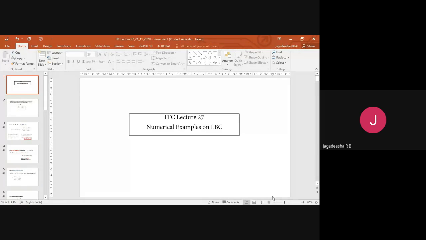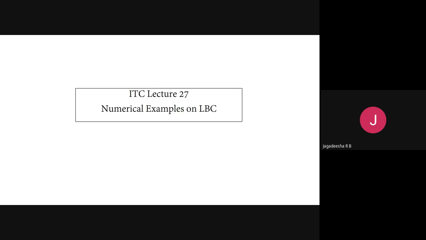So let us begin today's discussion. Today's lecture is lecture number 27. In this lecture, we will be discussing some numerical examples on LBC, that is linear block codes. We have seen in the previous lecture what is LBC. Basically, a linear block code is a combination of linear codes as well as block codes. It exhibits the linear property as well as the property of block codes.